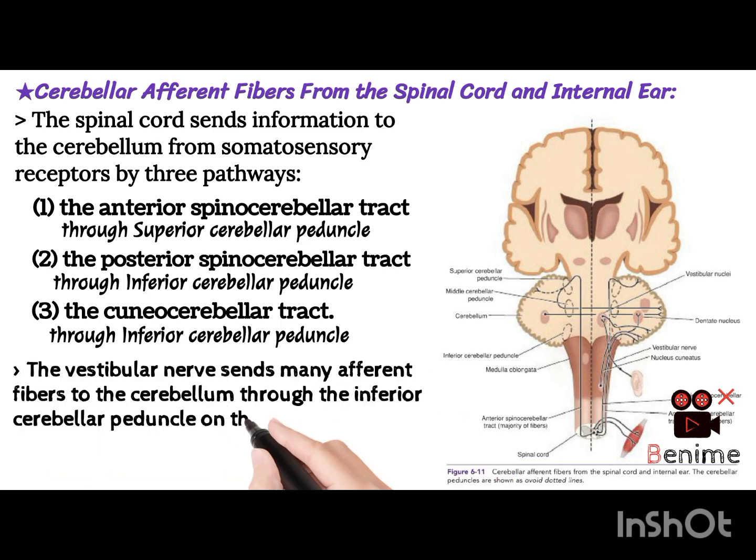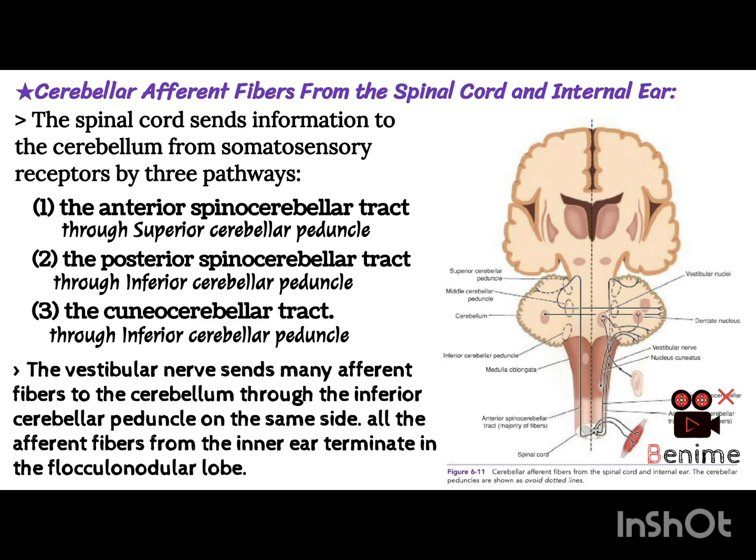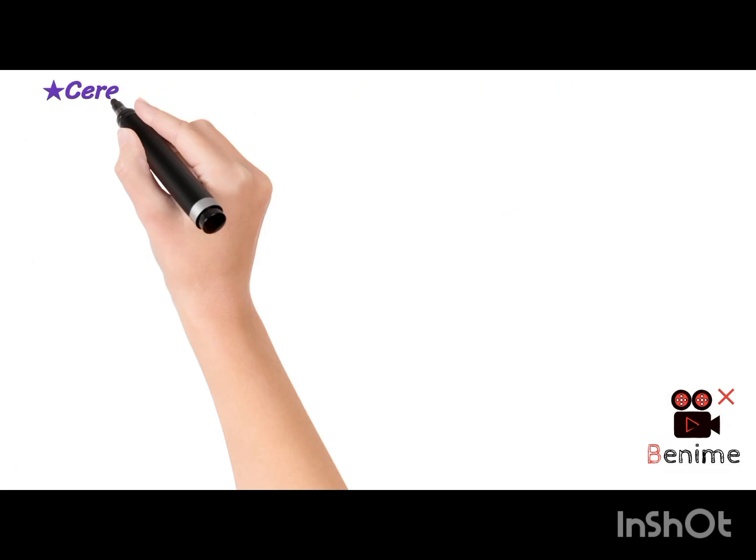The vestibular nerve sends many afferent fibers to the cerebellum through the inferior cerebellar peduncle on the same side. All the afferent fibers from the inner ear terminate in the flocculonodular lobe.